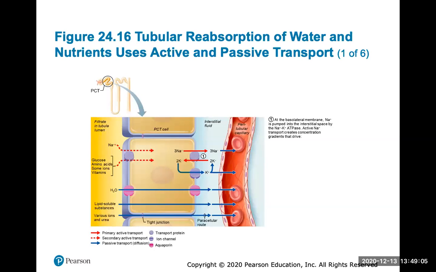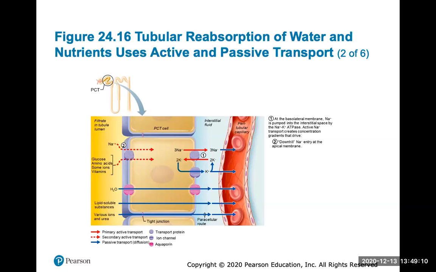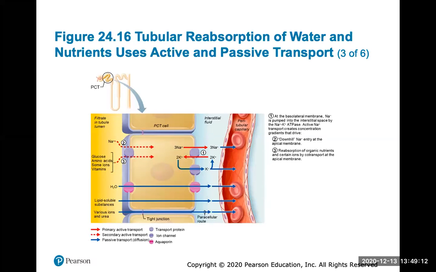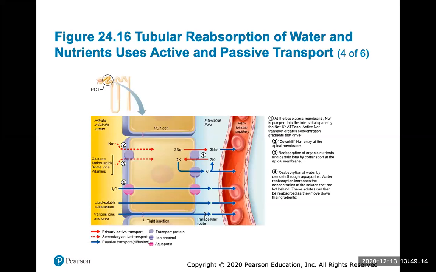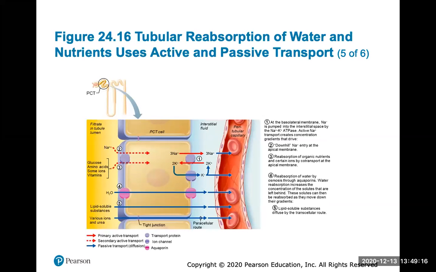So this just shows the tubular reabsorption of water and nutrients using active and passive transport, talking about the sodium potassium pump pushing the sodium out, and this creates a gradient so that water will pass through passively. So this passive transport or diffusion of water occurs through transport proteins, ion channels, or aquaporins, and other lipid-soluble substances, ions, and urea could pass through as well.